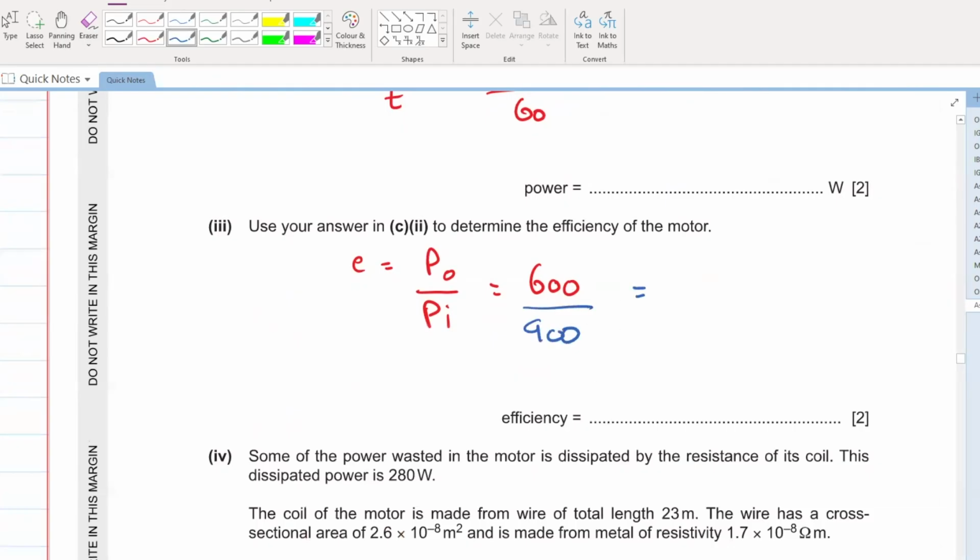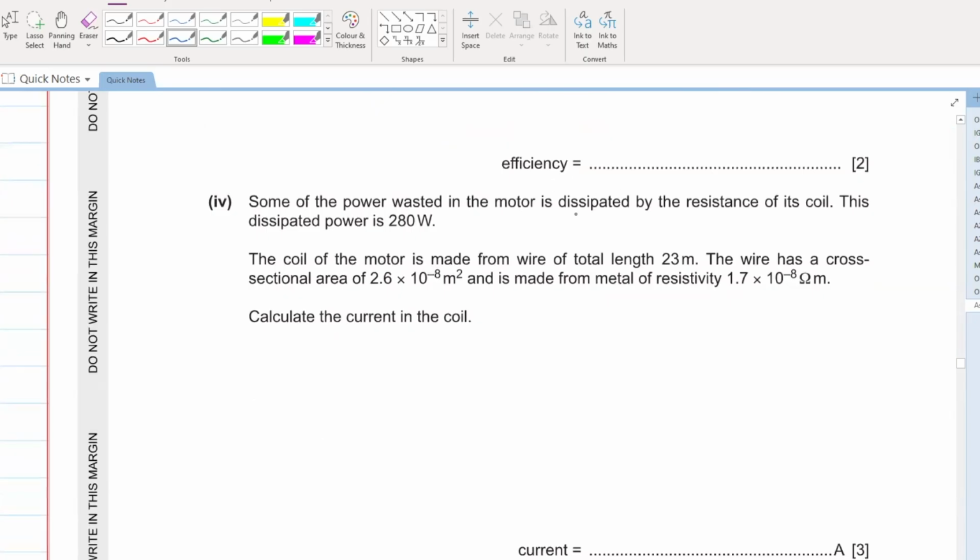What does your efficiency come out to be? Efficiency comes out to be 0.67. Let's further move ahead. Some of the power wasted in the motor is dissipated by the resistance of its coil. The dissipated power is 280 watts. Perfect. Okay, so this much power has been wasted as heat. Beta, as you read questions, highlight them, it will help you a lot.